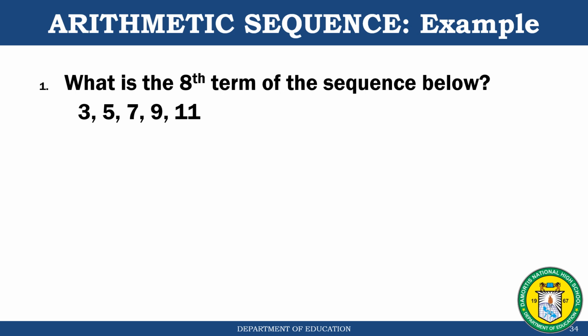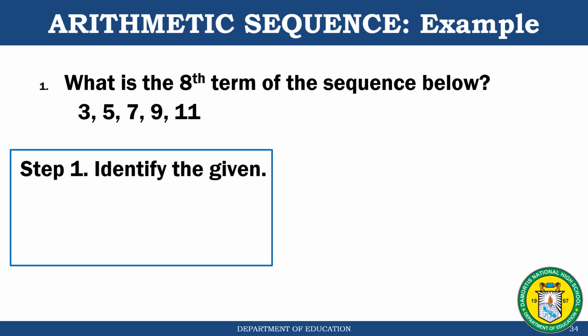So what is the 8th term of the sequence below? 3, 5, 7, 9, and 11. So by listing, of course, what comes next after 11 will give you 13, then 15. And then the 8th term will be 17. So let's try to use the formula to see if we get the same answer, which is 17, by not listing, but by using the formula.